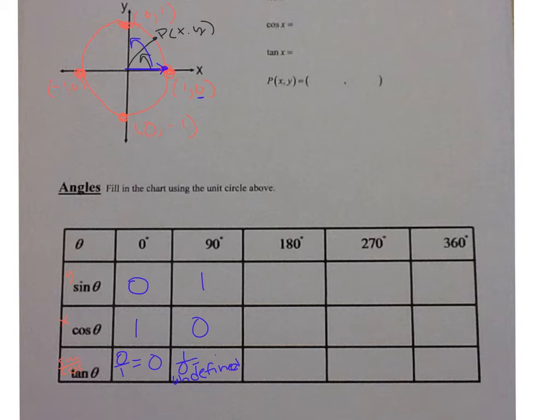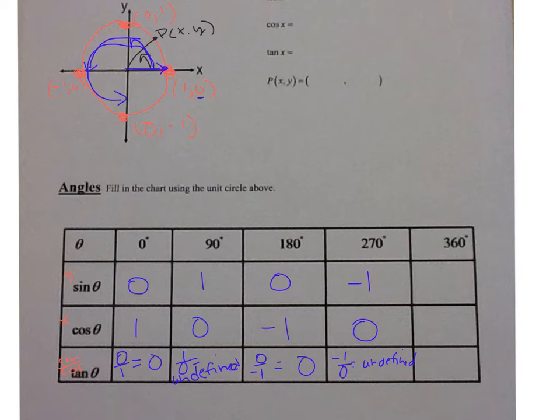Okay, going around to 180 degrees. We're over here. Remember, sine is the y value. That is 0. Cosine of 180 degrees is equal to negative 1. That's your x value. And tangent is 0 over negative 1, which is equal to 0. Moving right along down to 270 degrees. Sine of 270 degrees, that's your y value, is negative 1. Cosine of 270 degrees is your x value, equal to 0. Tangent of 270 degrees is sine over cosine, so that's negative 1 over 0, which is undefined.